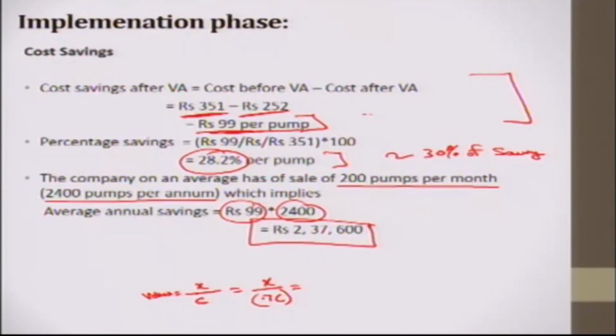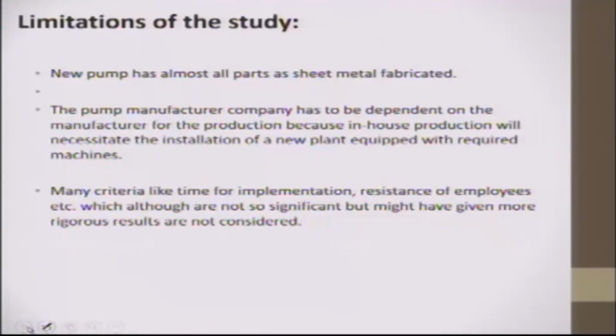This 0.7 actually comes from x by (100 minus 30) by 100 into new cost. So this is how we implement value engineering. Also, when we implement value engineering, we would always find some limitations in our study, some drawbacks or something which we were not able to do, or some things which we have observed but we will do that in future. So those are always to be listed.